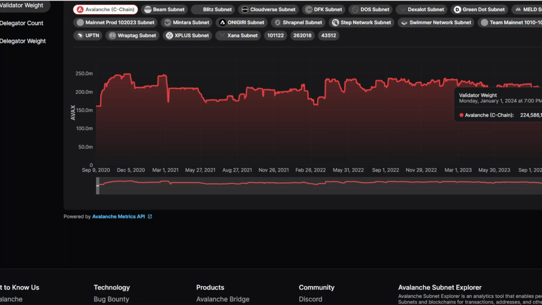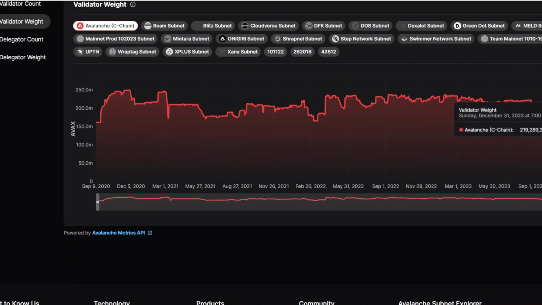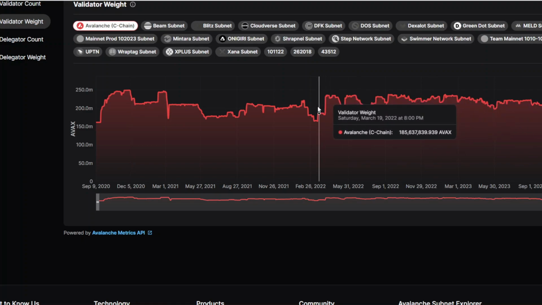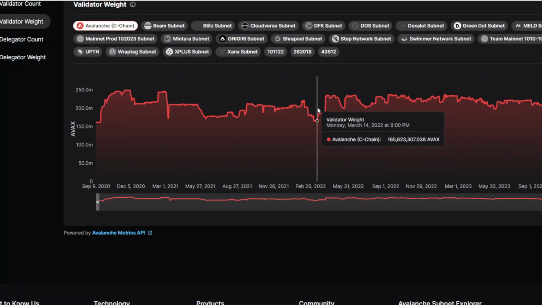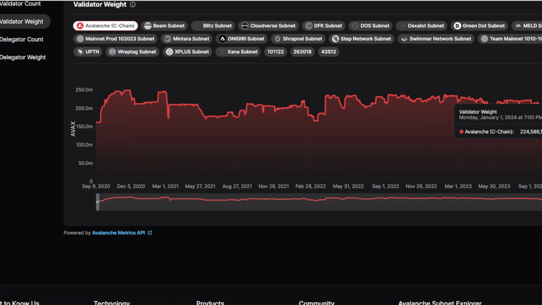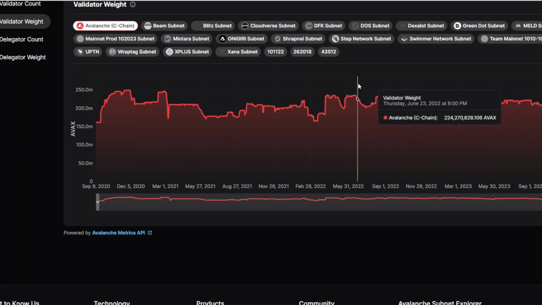They want something strong, because then the validator weight is really nice, and we're seeing that. The validator weight, my gosh, is high. It's at a really good spot. Earlier, in the lineage of Avalanche, it was at a way lower point. We had a validator weight of 165 million, and now we're at 224 million. So a great increase.